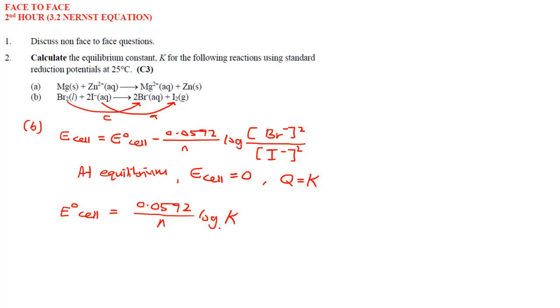And next, we just want to make sure what our n value is. So we must do the half equations for the anode and cathode. At the anode, what we know is the iodide ion oxidizes to iodine.